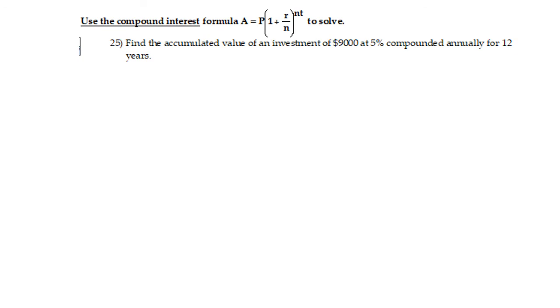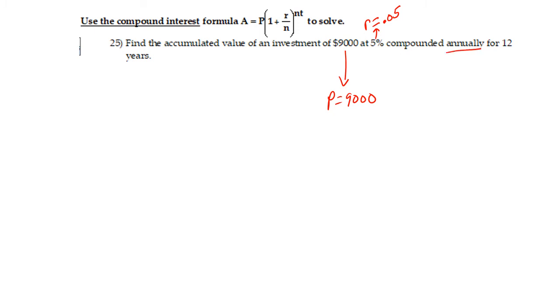Now in this problem, we're going to use the compound interest formula. Pick out the values that you know. The P is the 9,000 because that's always the money that you start with in an investment. The rate is the 5%, but you need to move that decimal 2 places to the left.